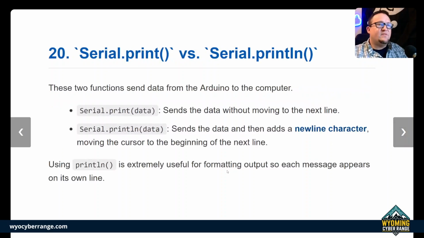Now, if we want to print the data to our serial monitor, we would use Serial.print or Serial.println. Serial.print says print this to the screen, but do not move to the next line. Serial.println says print to the screen and then go to a new line character. A lot of times if you're only printing text to a screen, like the temperature, you're going to use Serial.println. We'll be using that in our lab.